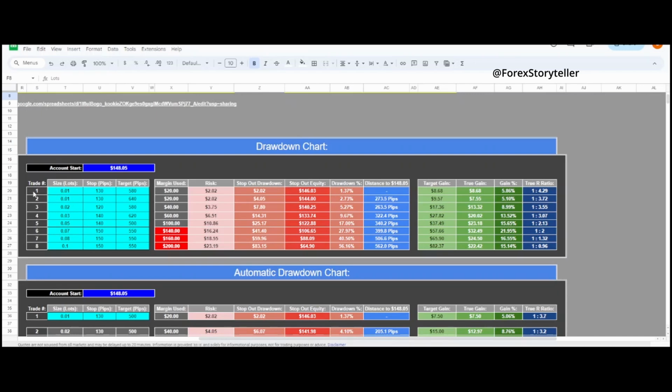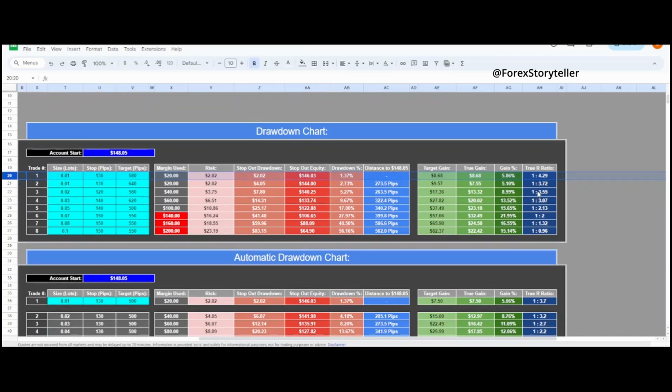So if we look at trade number one again, if we were to win this trade, we would actually make $8.68. Looking at that target of 580 pips, this would give us a true gain of 868 because we don't currently have any drawdown if we were to lose. We haven't lost anything yet. We're starting a clean trade, so there's no drawdown. So you would actually be gaining 5.86% equity of true equity gain on the account, and your true R ratio would be 1 to 429. That's also with commissions included.